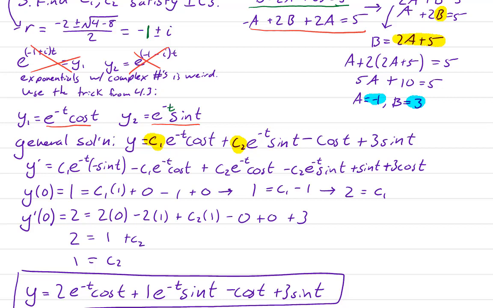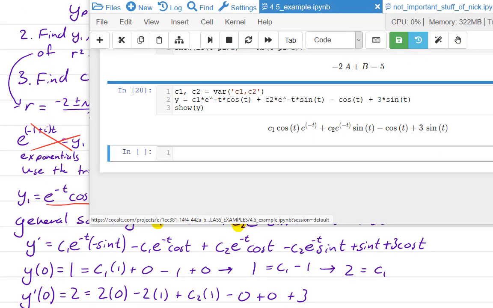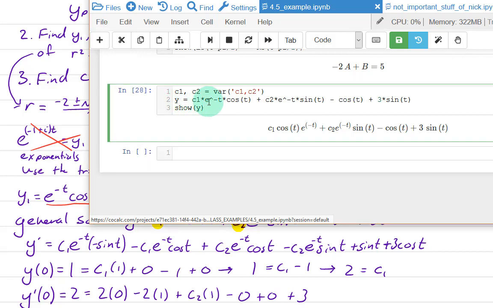Now let's go over how to do this bit here using Sage, where we try to find the C1 and C2 that makes this work. So I'm going to define the function y of t to be equal to this whole thing here. And here's what that looks like. I'm just saying y equals c1 times e to the negative t times cosine t plus c2, yada yada. You have to define c1 and c2 as variables first. And here's what that looks like.